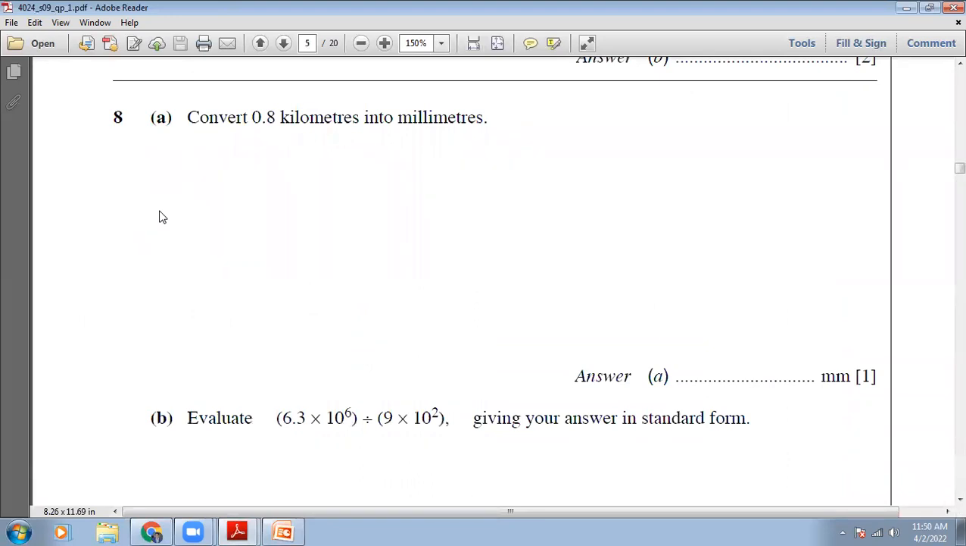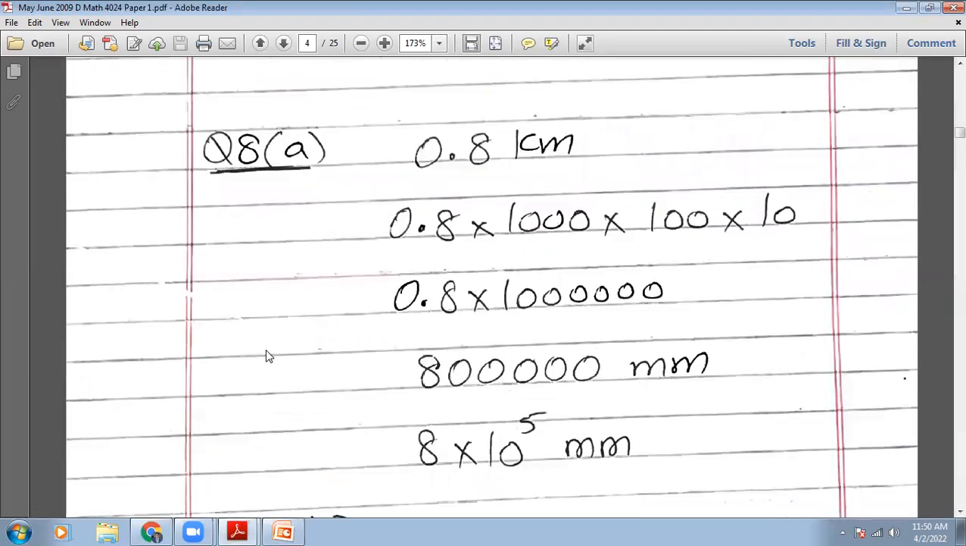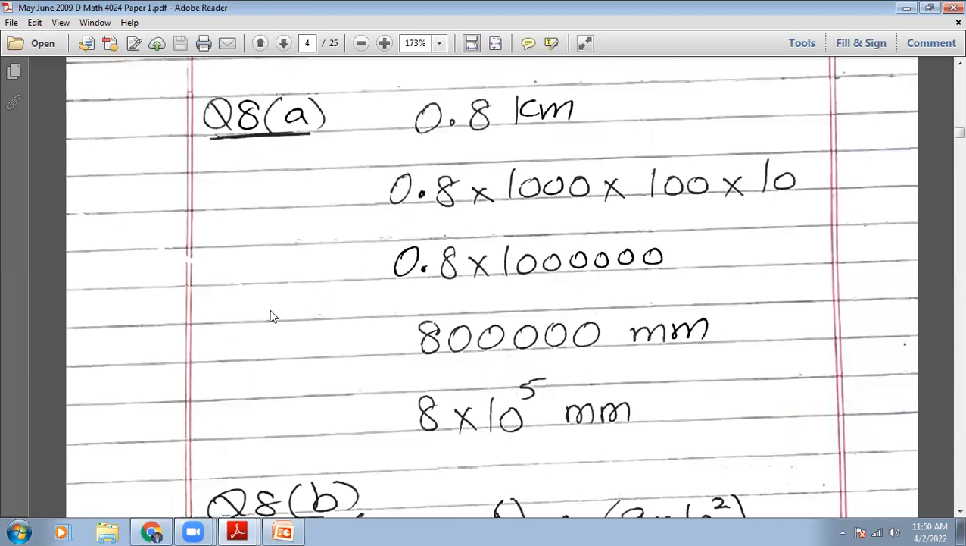Question number 8, convert 0.8 kilometers into millimeters. So in 1 kilometer, how many millimeters are there? In 1 kilometer, there are 1,000 meters, and in 1 meter, there are 100 centimeters, and in 1 centimeter, there are 10 millimeters. So just multiply them. So you have 0.8 multiplied by this, which is 10 raised to power 6, so the decimal will move 6 steps to the right. So you will have this. In the standard form, it will be 8 expo 5 millimeters.